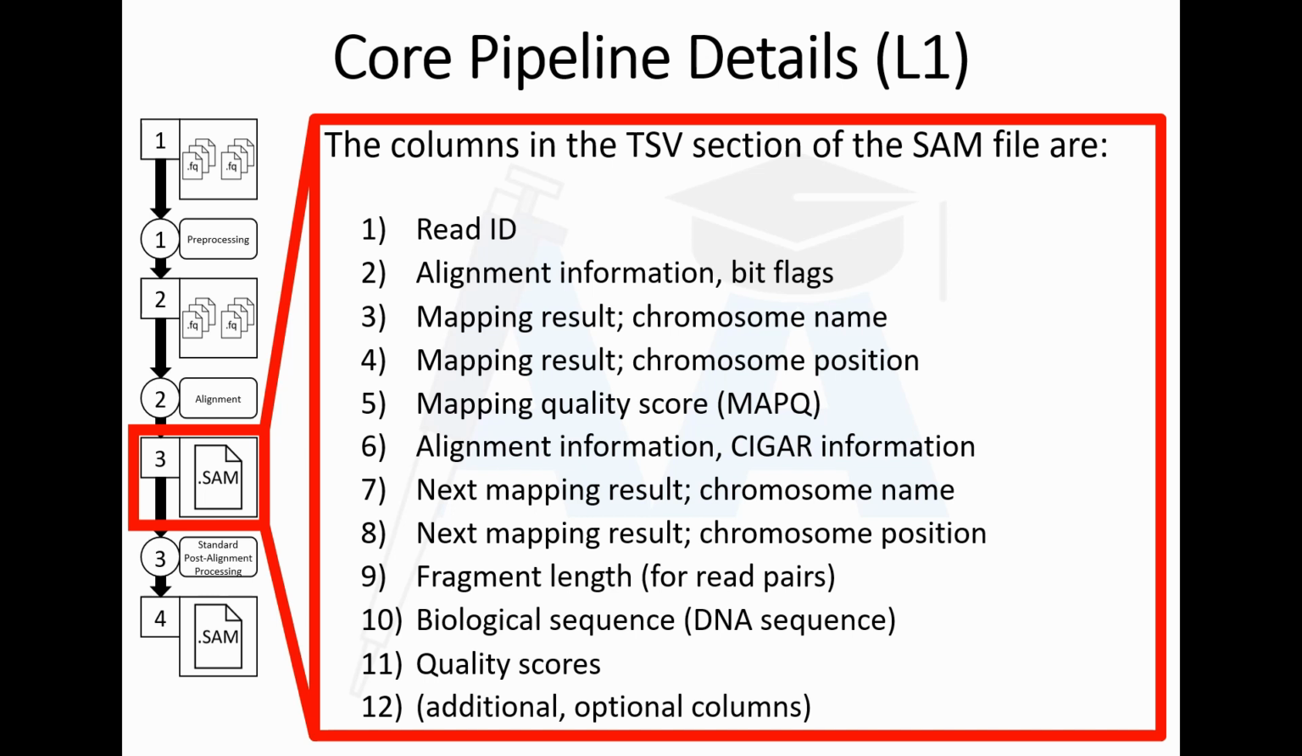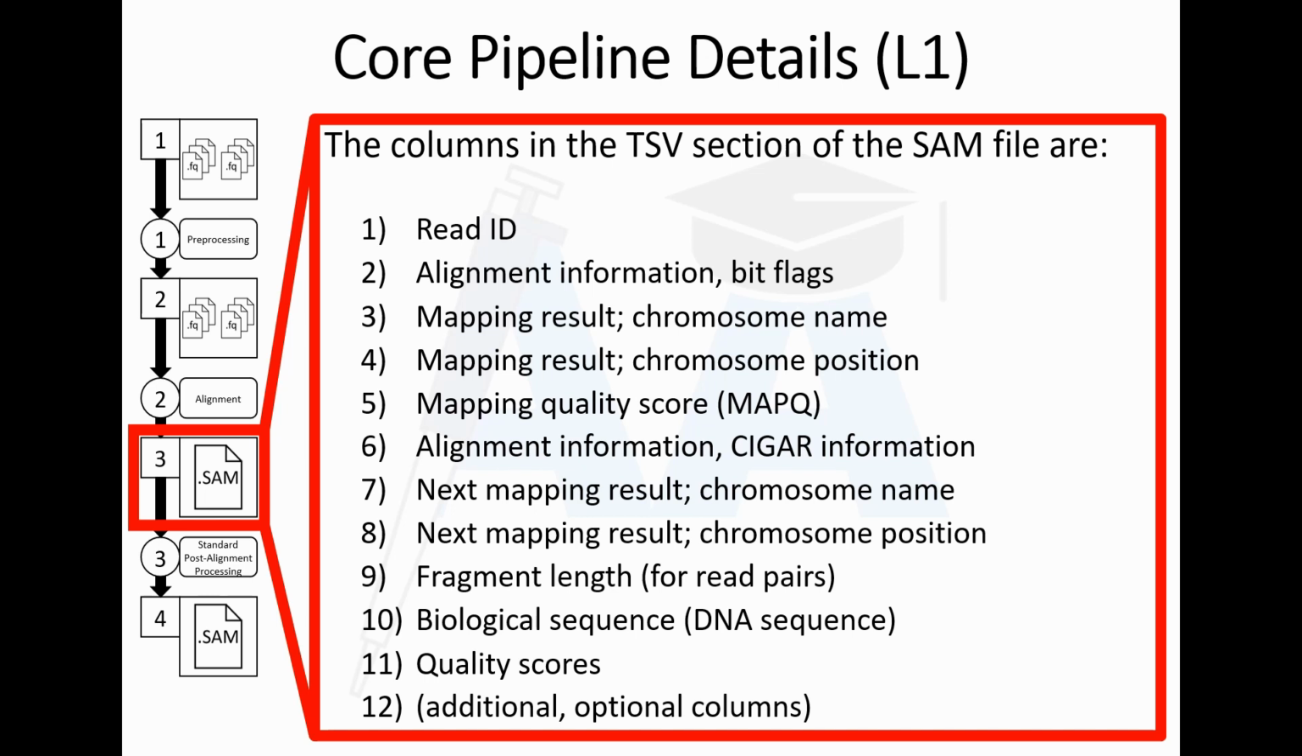The first column contains the read ID. The second column contains information on how the alignment went, and this information is stored as a number which uses the bitflag system. The third and fourth columns contain the chromosomal coordinates of the best mapping result. The fifth column contains the mapping quality score. The sixth column contains more information on how the alignment went in a cigar format.